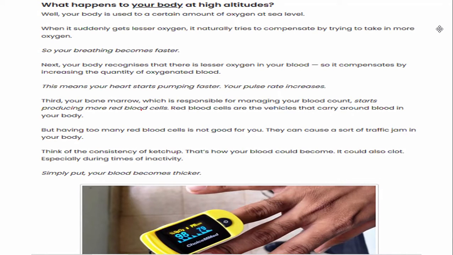Next, your body recognizes that there is less oxygen in your blood. So it compensates by increasing the quantity of oxygenated blood. This means that your heart has to supply the oxygen that is lacking and needed in our body. So no wonder, as we go up, as we ascend, our heart pumps faster. Our pulse also increases.